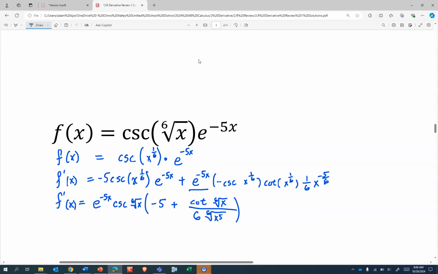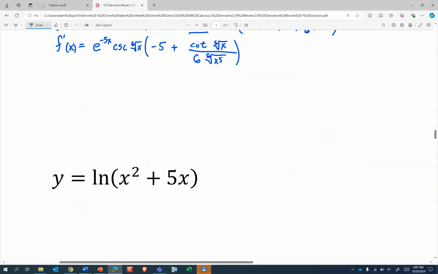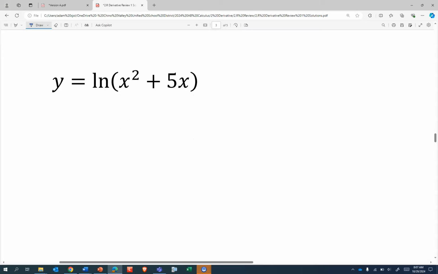Cosecant, cotangent. Oh, I lost that. Okay, I think that's good. Oh, thank goodness, something easier.